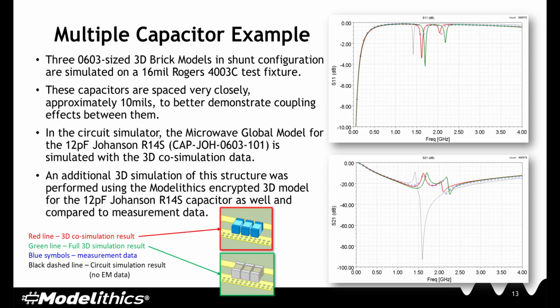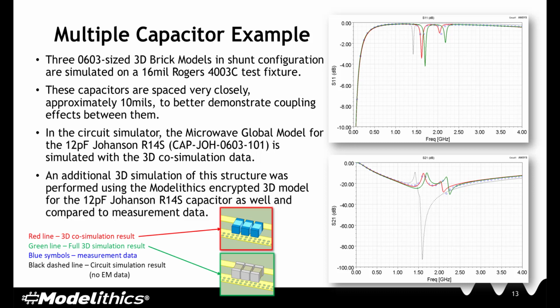Now we can move to a more complex example using multiple capacitors that are closely spaced and see how well the brick model is capturing the interactions that are occurring between these components. For the results shown on the right, 3 of 603 sized brick models are placed in shunt configuration on a 50 ohm line using a 16mm Rogers 4003C test fixture. These capacitors are spaced very closely, approximately 10 mils apart from each other, to better demonstrate the coupling effects that are occurring between them.